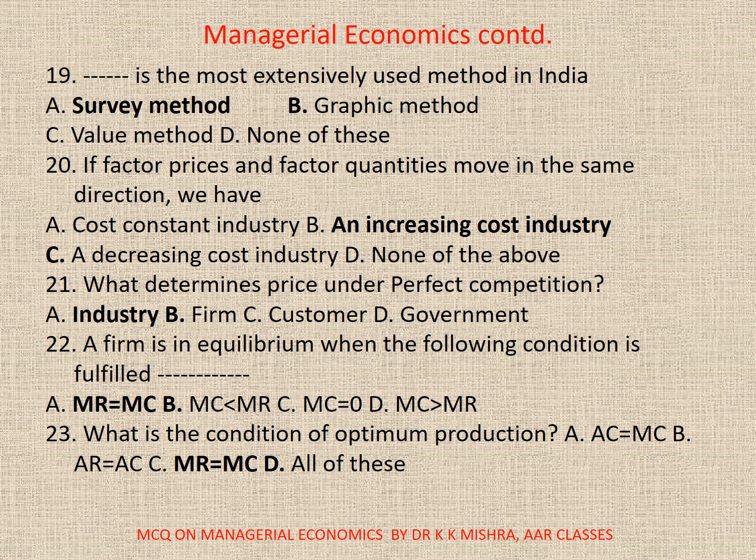23. What is the condition of optimum production? A, AC is equal to MC, B, AR is equal to AC, C, MR is equal to MC, or D, all. Correct option is C. Marginal revenue is equal to marginal cost, that is MR is equal to MC.